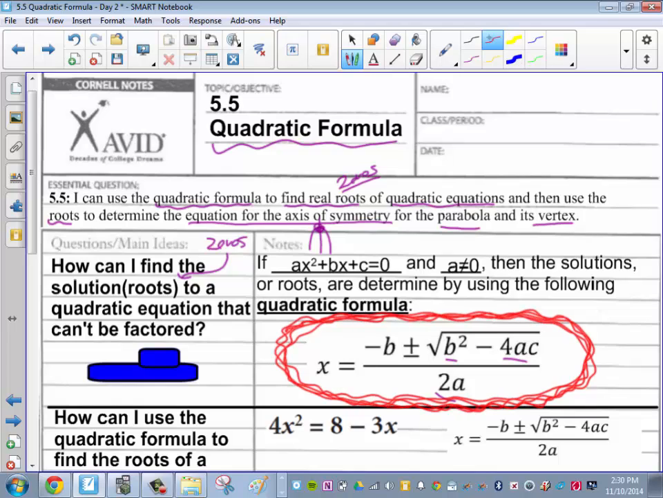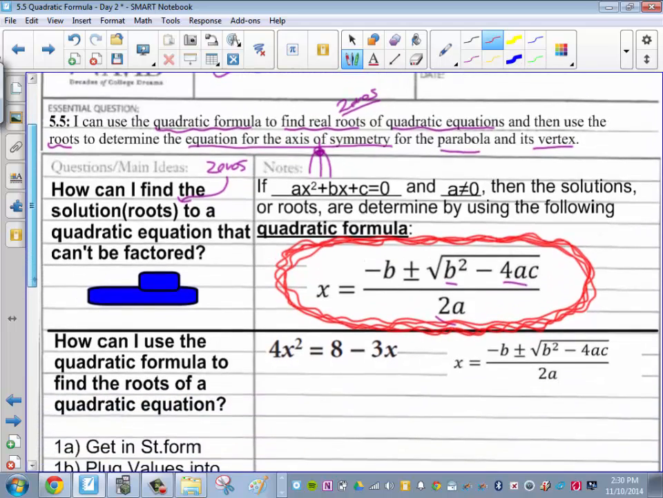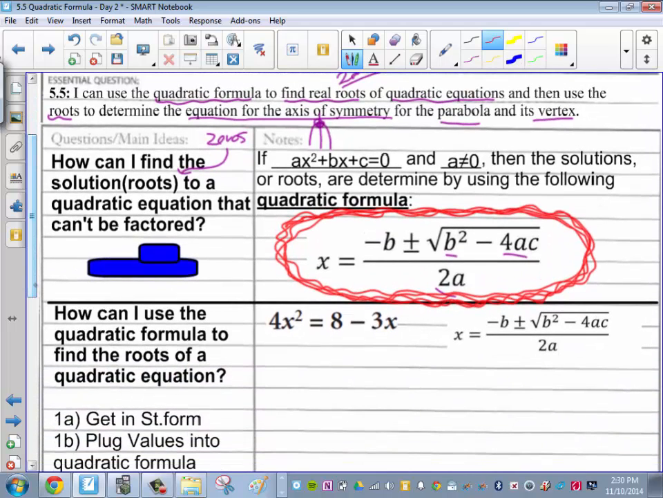So in this next section right here, we are going to use this quadratic formula to find the roots of a quadratic equation. I got some nice steps for you down there.